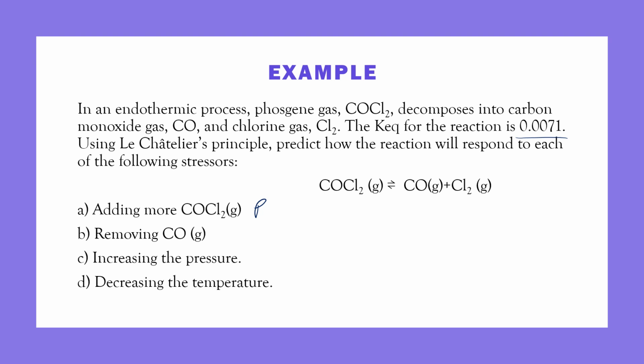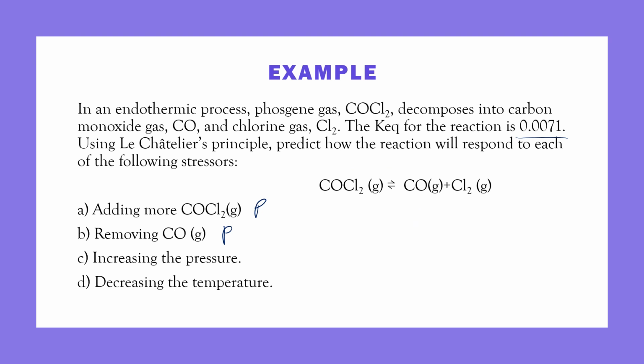Now for B, let's say we're removing CO, taking some of that out. Maybe it's escaping somehow. I don't know. They're removing it. That's my stress. I have too little products now, so I need to shift it towards the product side to make more of that CO. So it shifts towards the product side.